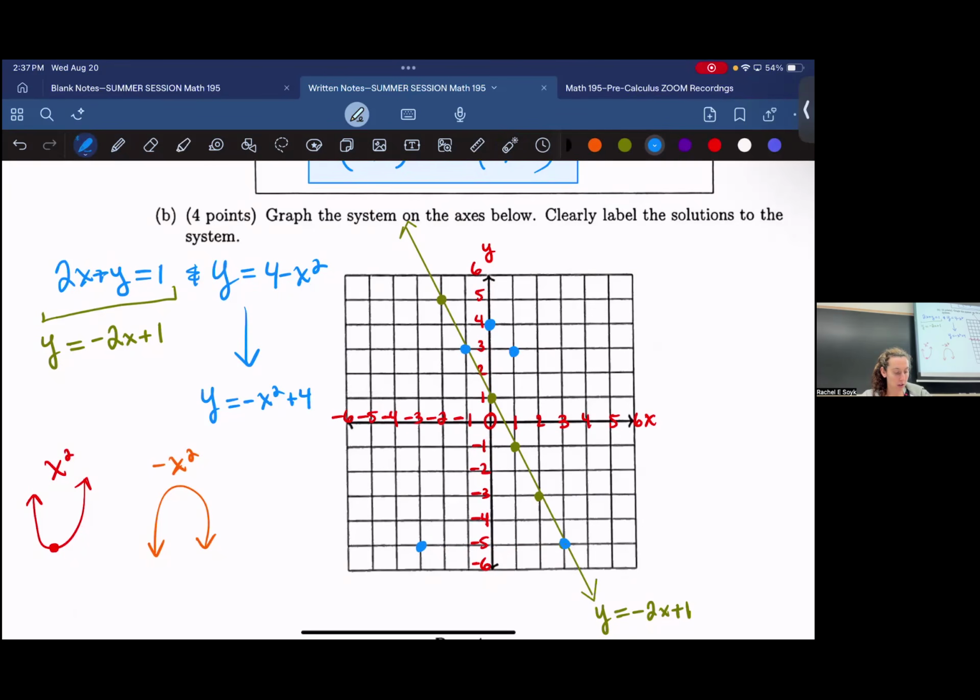We should probably do our x-intercepts as well. So 4 minus x squared is the same as (2 minus x)(2 plus x), if we factored it. So that tells us we have -2 and +2 as our x-intercepts. And now we can plot out our parabola and then write our equation.